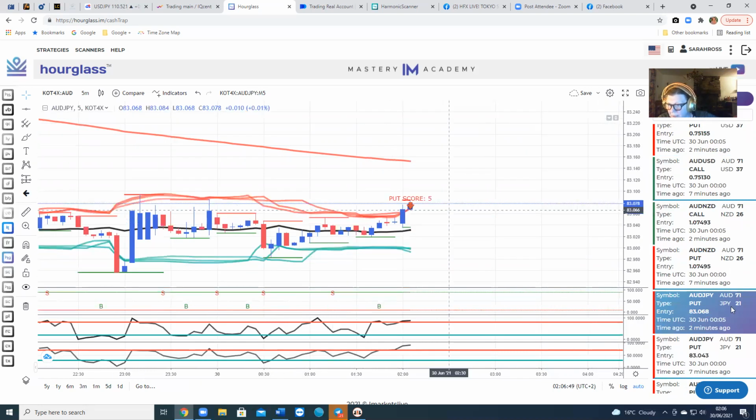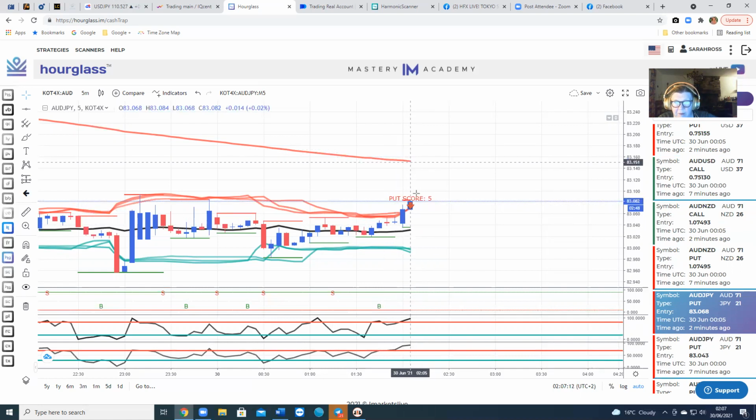Put score of 5 on EUR JPY, 71 to 21. Again, very strongly against us to take this pullback. It's above the midline. We've got the EMA pressing down, but as it's above the midline, we really want to be taking calls. So we need a pullback, and it's got to. It looks like it's in a sort of transition period.